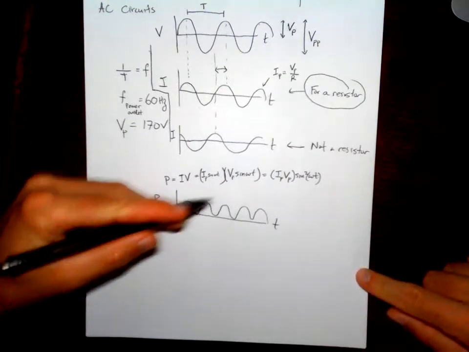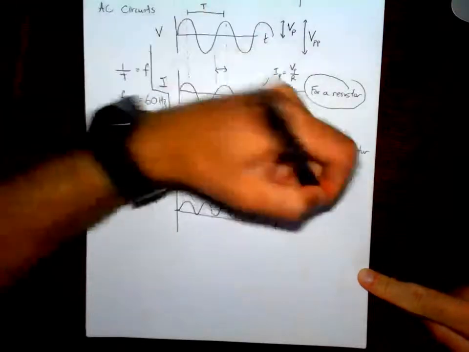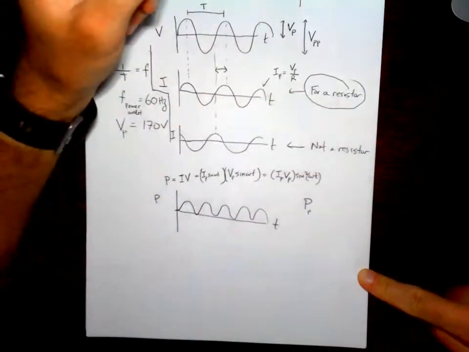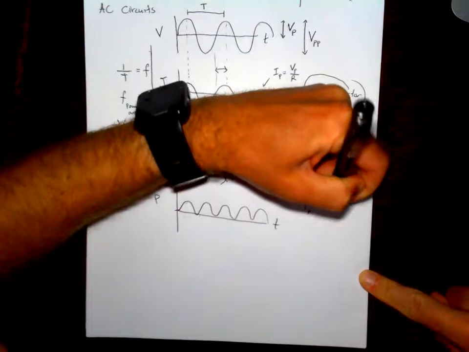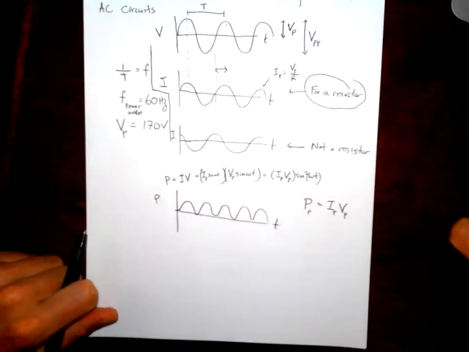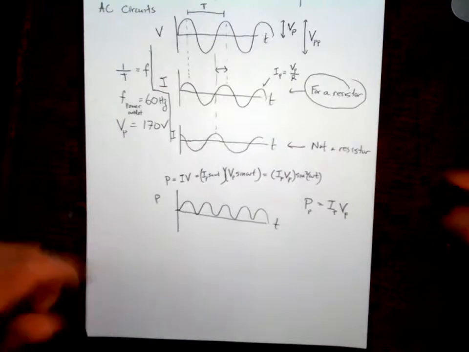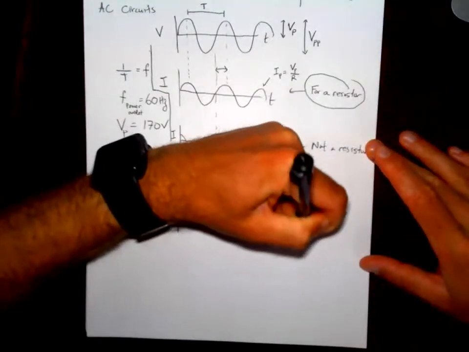So we can see that the maximum power, the peak power, P sub P if you will, is I sub P times V sub P. That's the peak power. But usually engineers don't care about the peak power. What they care about is the average power.